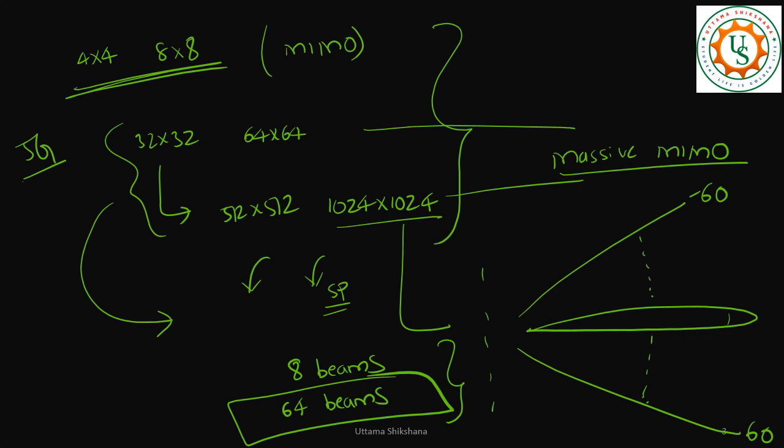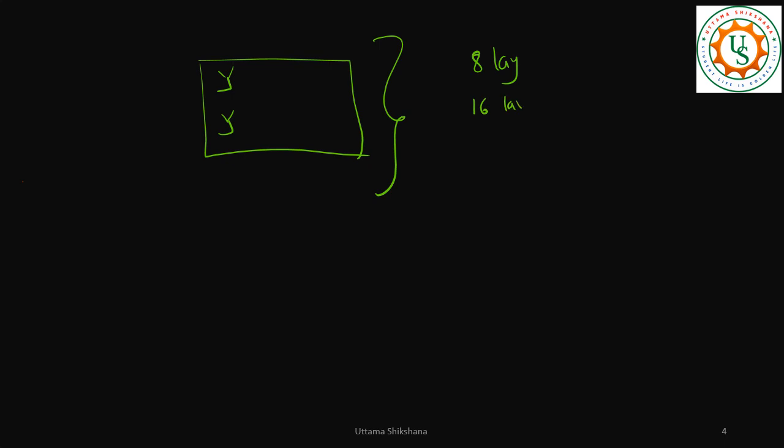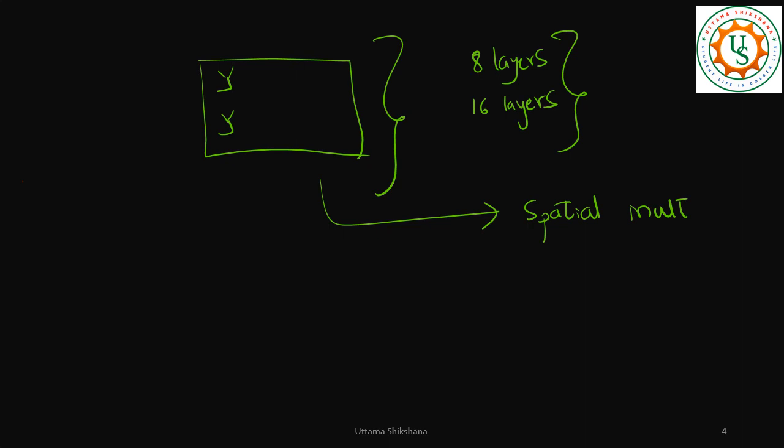But with massive MIMO, what are the advantages we can see? Since we have a large number of antenna elements, we can go for transmitting more number of layers. It could be 8 layers or even 16 layers. So basically you can go for a higher number of layers with respect to spatial multiplexing. Because of this spatial multiplexing, you will get higher data rate. You can even think of having more UEs in the multi-user MIMO concept, and all of them will experience high throughput or high data rate. So that is one advantage with respect to massive MIMO.